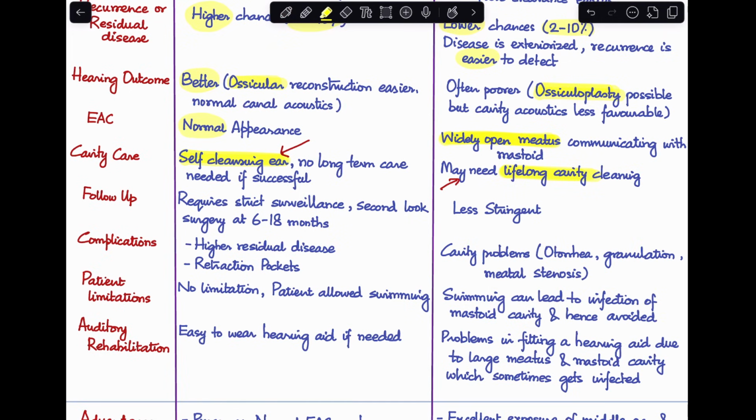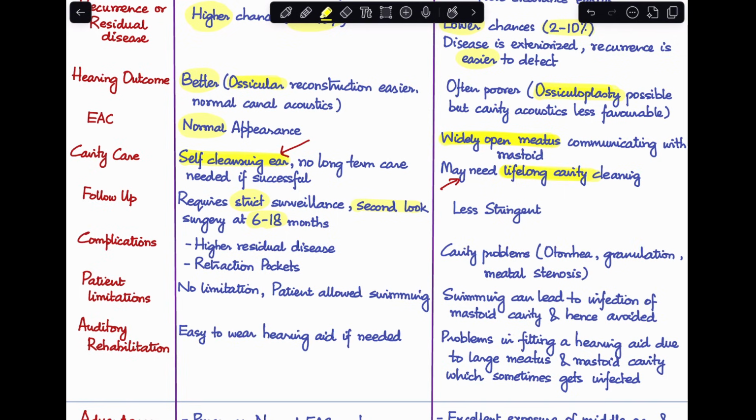That brings us to follow up of the patient. In case of canal wall up surgeries, we need to follow up very strictly. Strict surveillance of the patient is required, and sometimes a second look surgery is also required at about 6 to 18 months. But follow up is very less stringent in cases of canal wall down procedure.